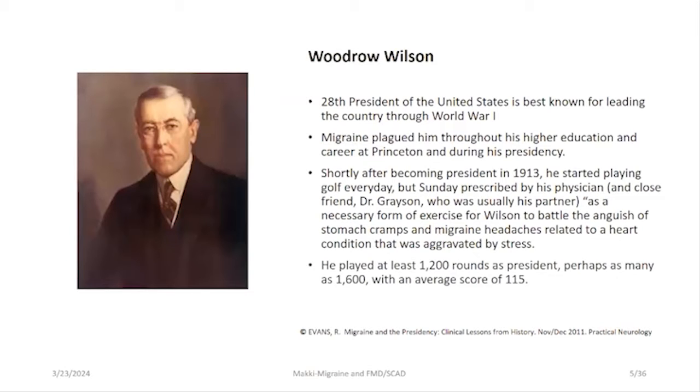The story of presidents and migraine is very fascinating. A lot of presidents had migraine, and President Wilson, very shortly after he became president in 1913, had his cardiologist as his buddy and golf partner, and he actually prescribed daily golf for him. He mentioned that golf was a necessary form of exercise for Wilson to battle the anguish of stomach cramps and migraine headaches related to a heart condition. So even at that point, somebody made the connection between heart condition and migraines.